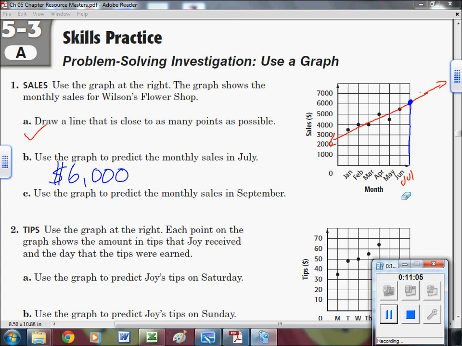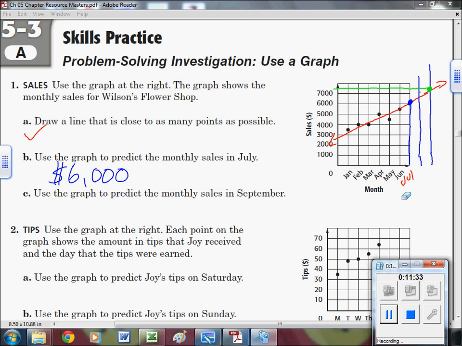Now it says, use the graph to predict the monthly sales in September. Well, let's see. May, June, July, August, September. So September is about right there. So there's August about, September's about right there. So it looks like it crosses right about here. To me, that looks like it's slightly above the 7,000 mark. My line wasn't exactly very straight.